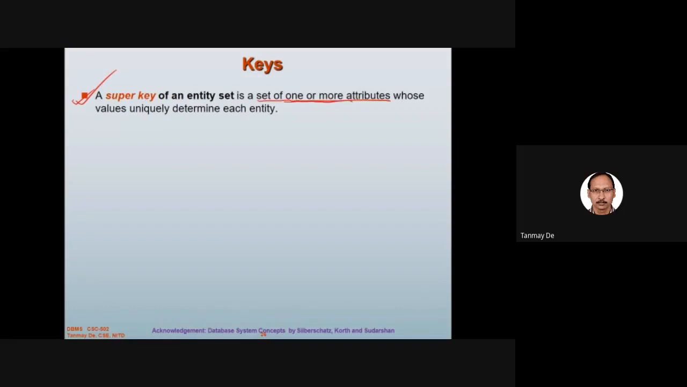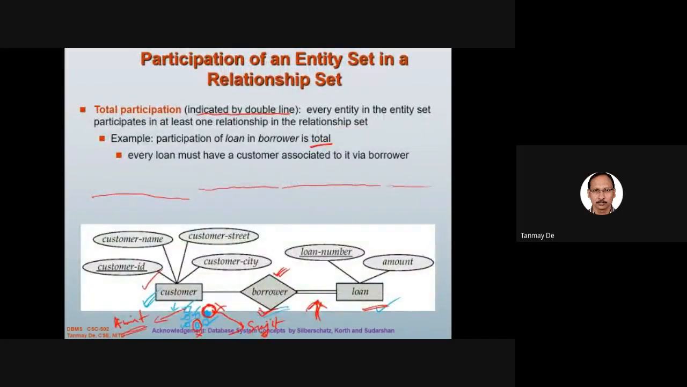Suppose, for example, this customer entity set. Each customer in the customer entity set is identified by the customer ID, because customer ID is unique, or maybe the combination of customer ID and customer name, or customer ID and customer street, also identifies each of the customers from the customer entity set. You can think of an entity as a record, or a row of the table.